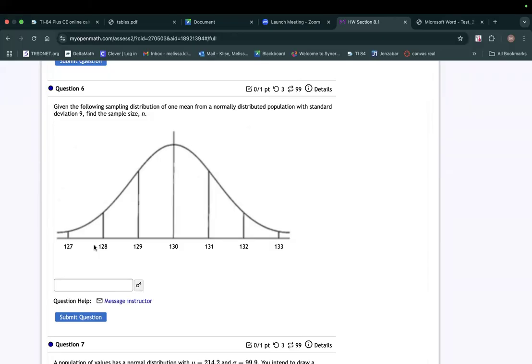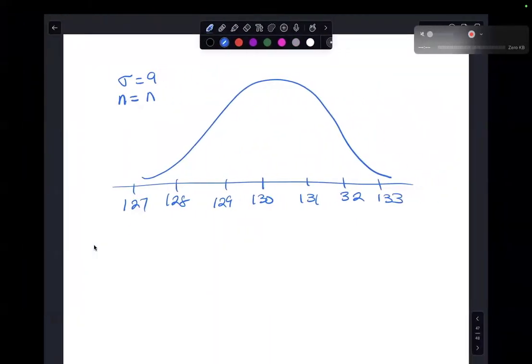128, 127. What this tells me is that this drawing is the sampling distribution of a mean from a normally distributed population. It gave me a standard deviation of 9. That is the population standard deviation. And we were looking for the sample size. I'm going to pop to my other screen. I didn't mean to put an N, I meant to put a question mark. I would need to know the n.